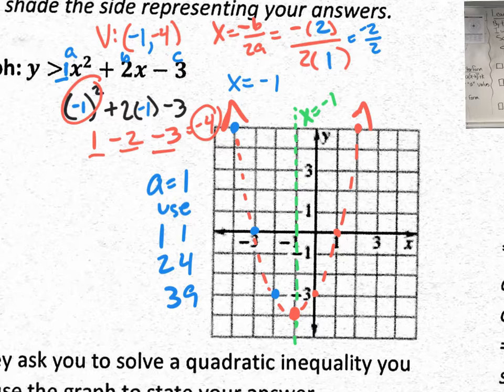Testing a point. And the easiest point to test most of the time is 0, 0. So if we test 0, 0, which is that yellow dot clearly on the inside, if it works, I shade in the inside. If it doesn't work, then the answers are on the outside, right? So let's test 0, 0.